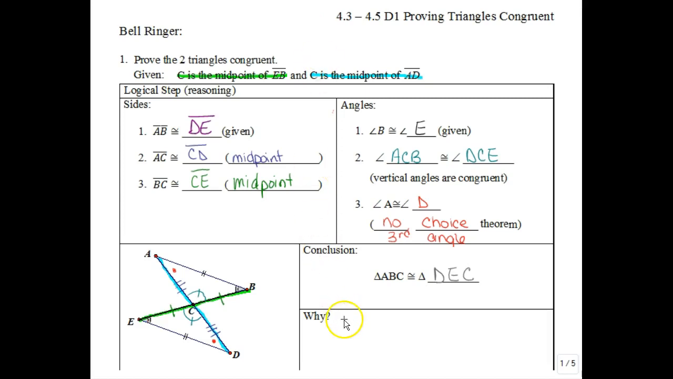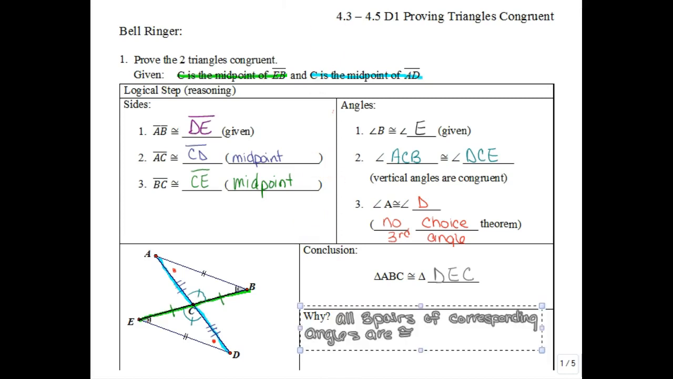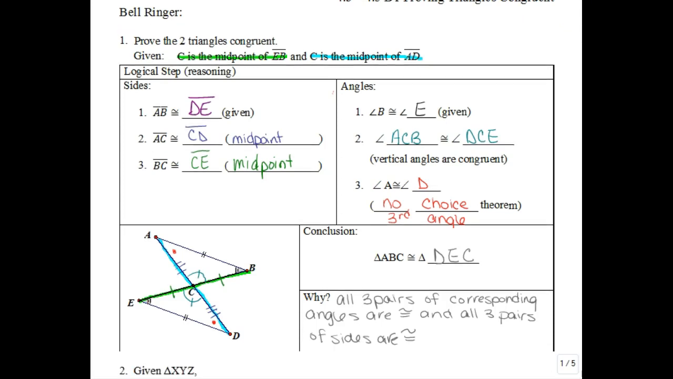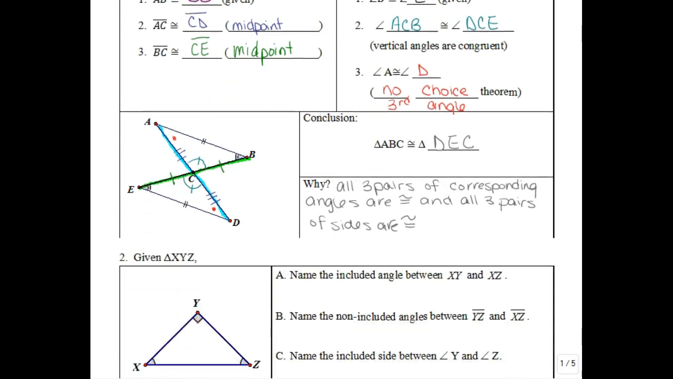Now, why do I know that these two triangles are congruent? Because I specifically outlined that all three pairs of corresponding angles are congruent and all three pairs of sides are congruent. So that Y is kind of like a summary. Let's take a look at the next problem.